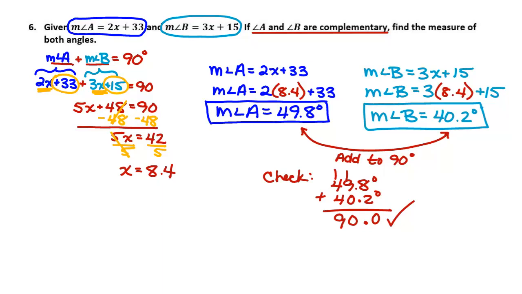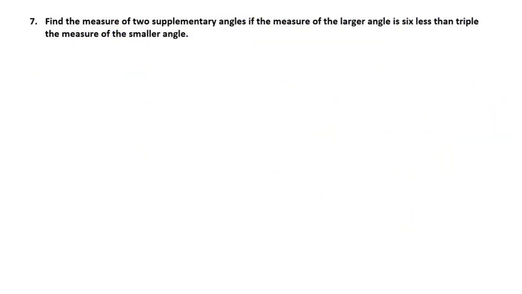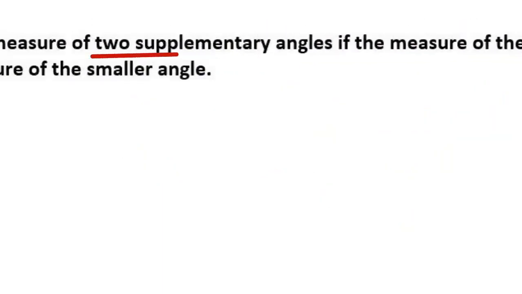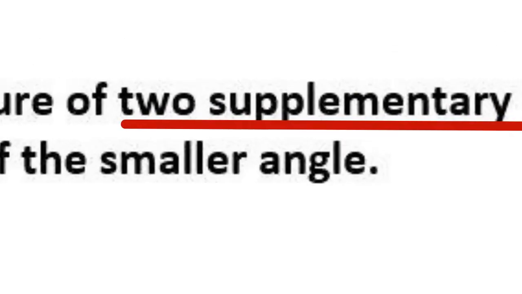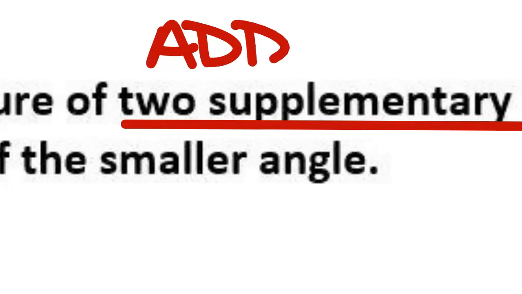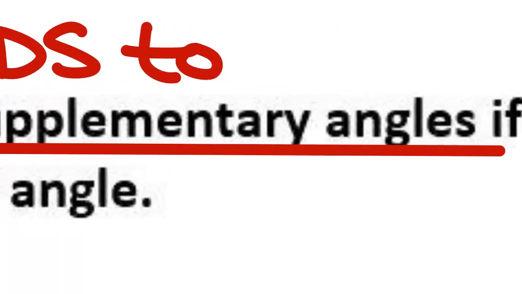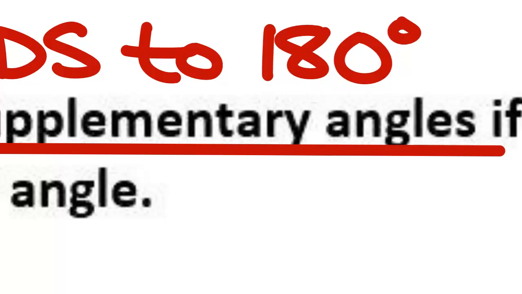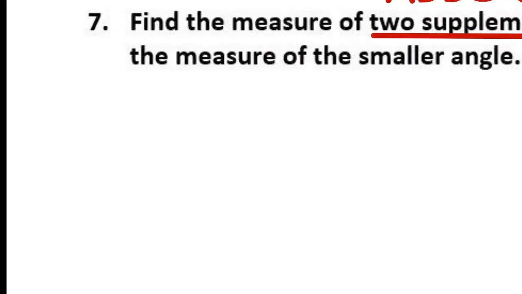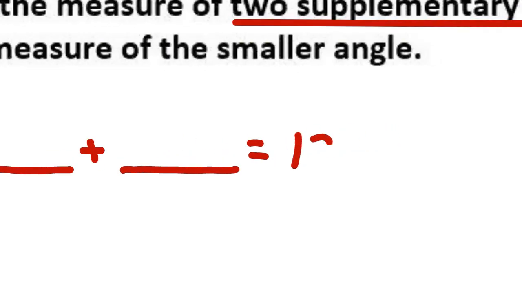Let's flip over to 11 and try another one that is very similar to this. Only this time, instead of complementary angles, what kind of angles are we looking at? Supplementary angles. What's the difference between complementary and supplementary? Yes, supplementary adds to 180 degrees. So when I see supplementary angles, I know I'm going to have something plus something else equals 180.